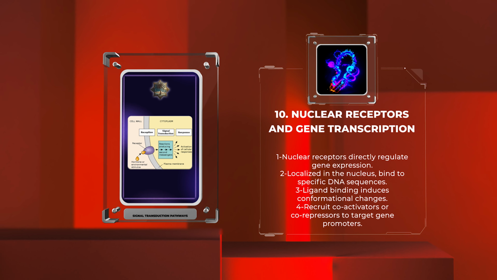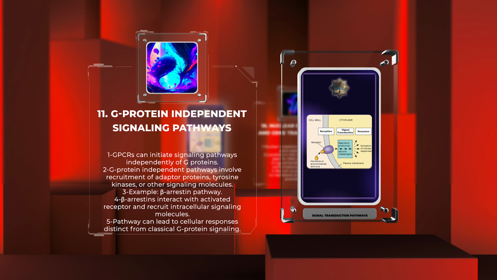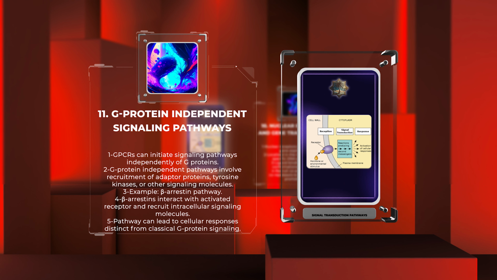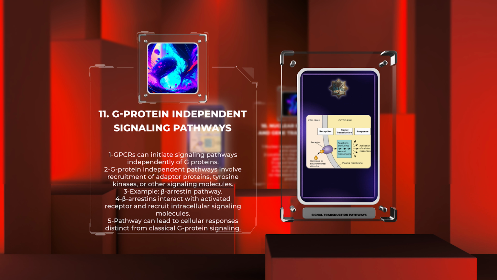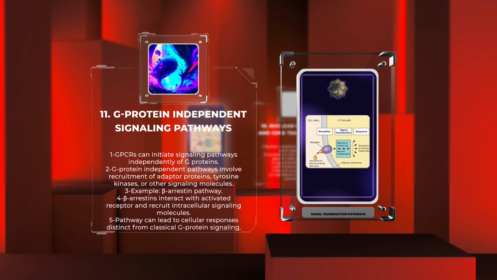While G-protein coupled receptors are typically associated with G-protein activation, they can also initiate signaling pathways independently of G-proteins. These G-protein independent pathways involve the recruitment of adapter proteins, tyrosine kinases, or other intracellular signaling molecules. One well-known example is the beta-arrestin pathway, which can be initiated by several GPCRs. Beta-arrestins interact with the activated receptor and recruit intracellular signaling molecules, such as kinases or scaffold proteins. This pathway can lead to cellular responses distinct from those mediated by classical G-protein signaling.